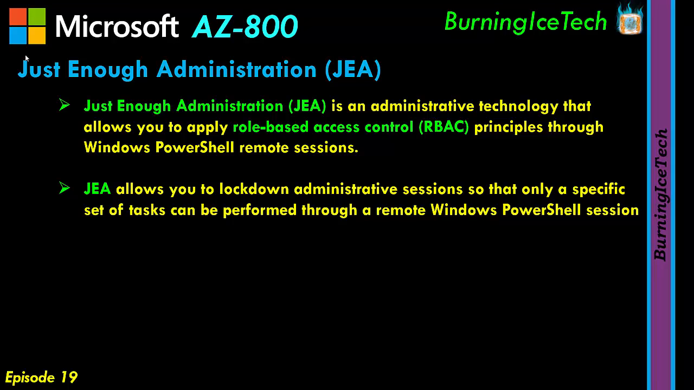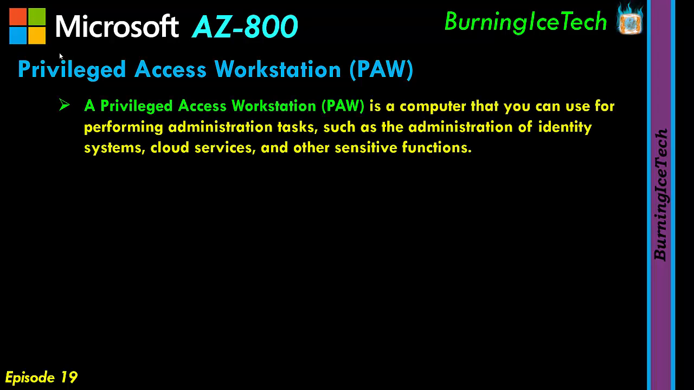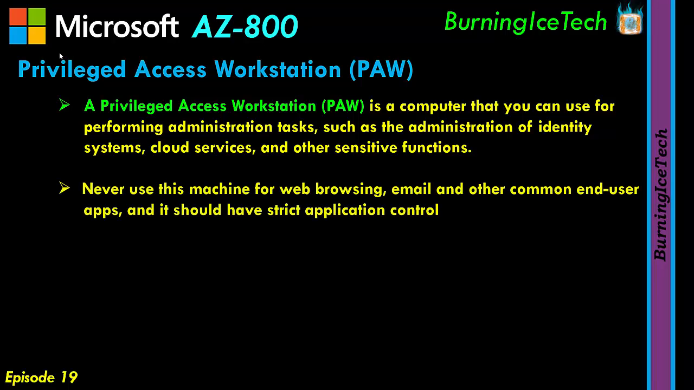Okay, then let's have a look at that fourth topic we had on that list earlier, which was Privileged Access Workstation. This is, of course, also known as PAW for short. A privileged access workstation is a computer that you can use for performing administrative tasks, such as the administration of identity systems, cloud services, and other sensitive functions. This computer will be protected from the internet and locked down so that only the required administration apps can run. You should never use this workstation for things like web browsing, email, and other common end user apps.